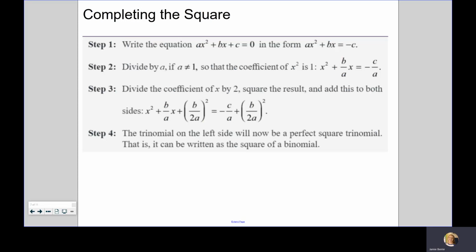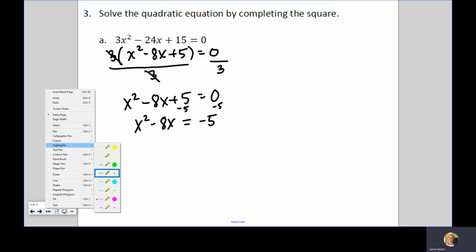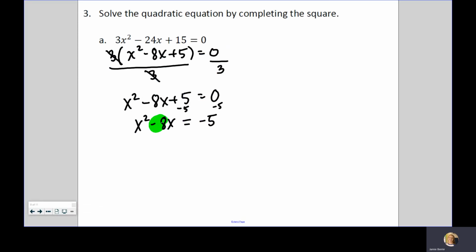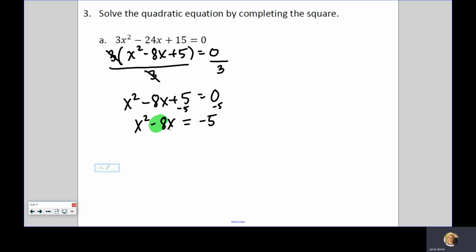All right, now step 3 says divide the coefficient of x by 2, square the result, and add this to both sides. So here's our coefficient on x. I like to call this the middle term. So go off to the side. Let's use a different color pen. This is like our scratch work.